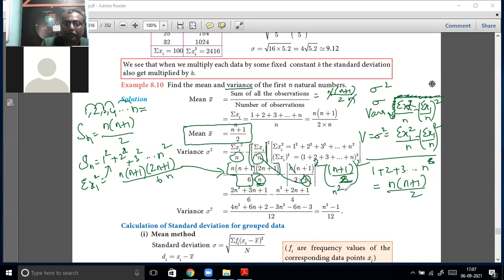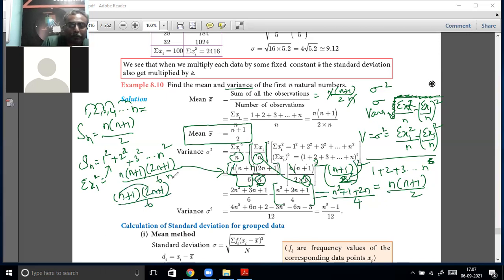It is a squared plus b squared plus 2ab, and 2 squared is 4. So that is where you are getting this thing: n squared plus 1 squared plus 2n. Then here you have to cancel n and n. This n cancels with this n. What you are going to get is n plus 1 into 2n plus 1 divided by 6. That is only left.